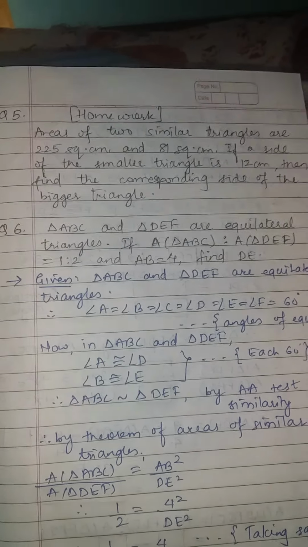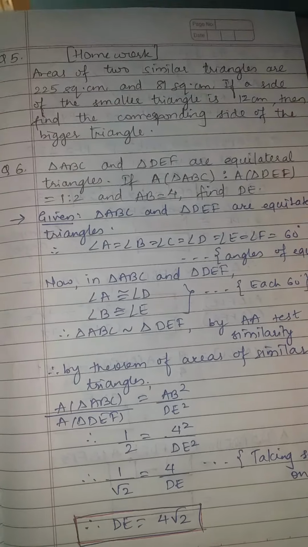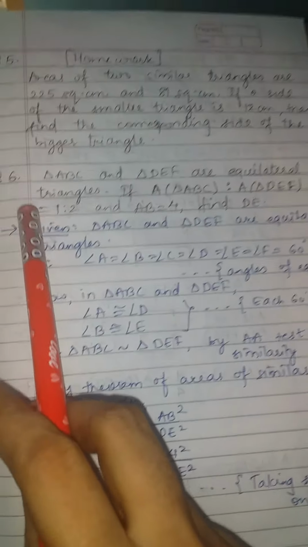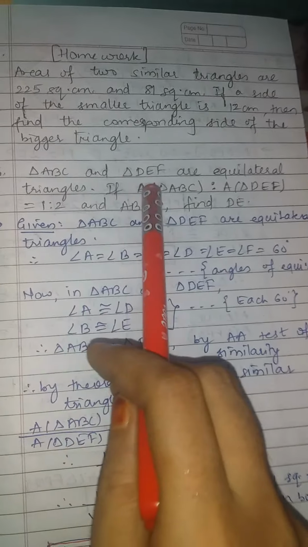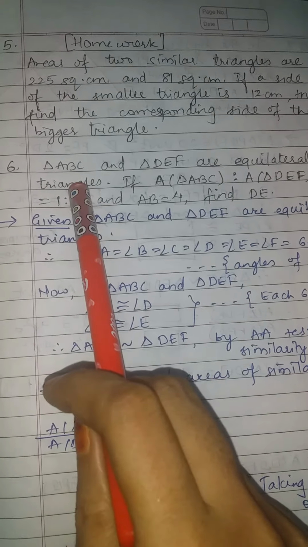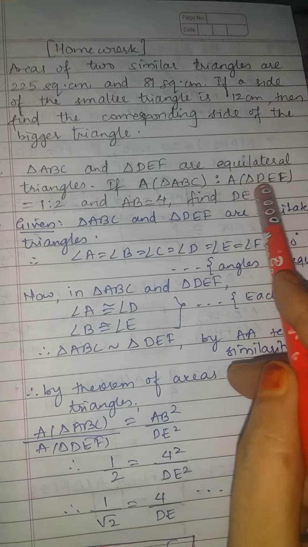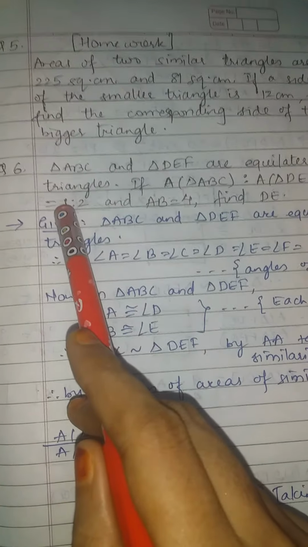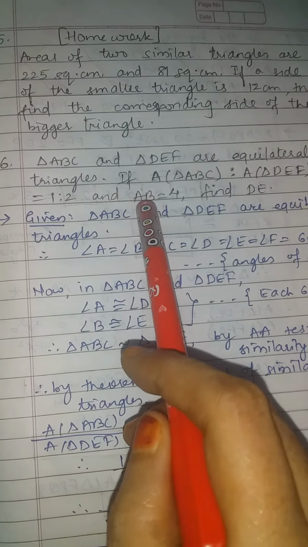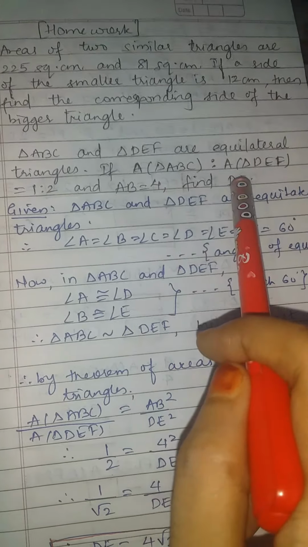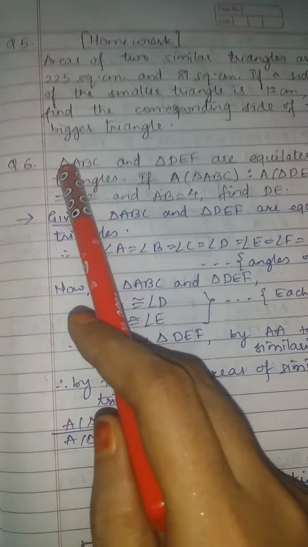Proceeding towards the next question, that is question number 6. Triangle ABC and triangle DEF are equilateral triangles. If area of triangle ABC is to area of triangle DEF is equal to 1:2 and AB is equal to 4, then find DE.